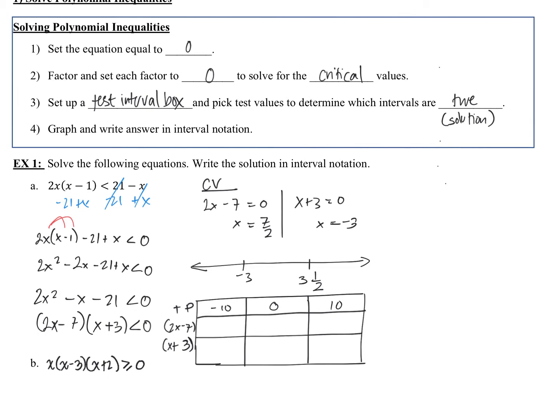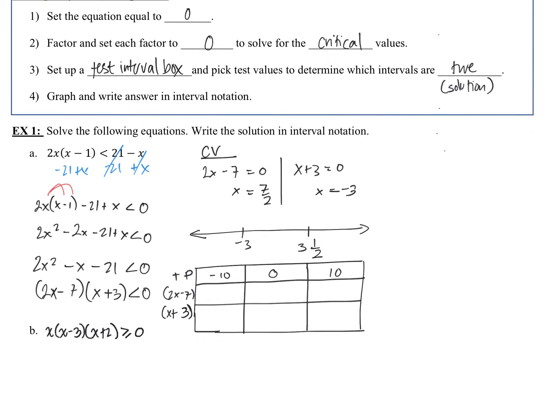The next thing we're trying to figure out, let's take a look right here. What does our inequality say? We want this to be less than 0, which means it should be a negative number, not a positive. Okay, so that's what we're looking for. We want it to be less than, so we want it to be less than 0.